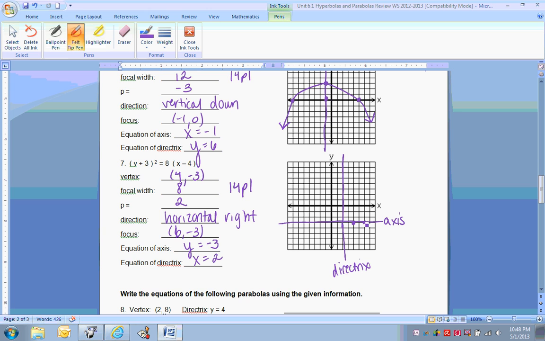My focal width is 8, so I'm going to put 2 points on either side of my focus, 8 apart. So I'm going to go 4 up and 4 down. Then I'm going to connect my vertex and my focus with my parabola opening up to the right.